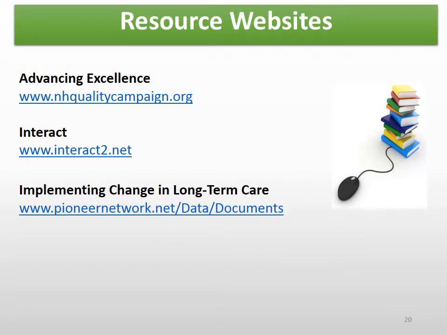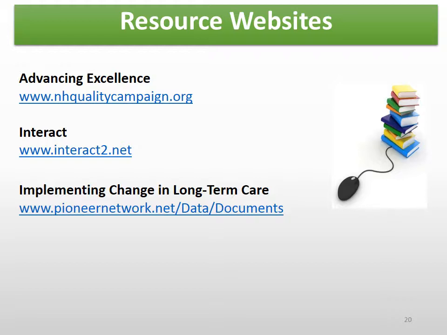Beginning with this slide, we have listed some websites. First, we have Advancing Excellence. We discussed Advancing Excellence a few slides ago. I would encourage you to visit their website to explore the tools and resources available. Next, we have Interact. Again, we have reviewed Interact for you, but you can visit the website to explore all of their tools and resources.